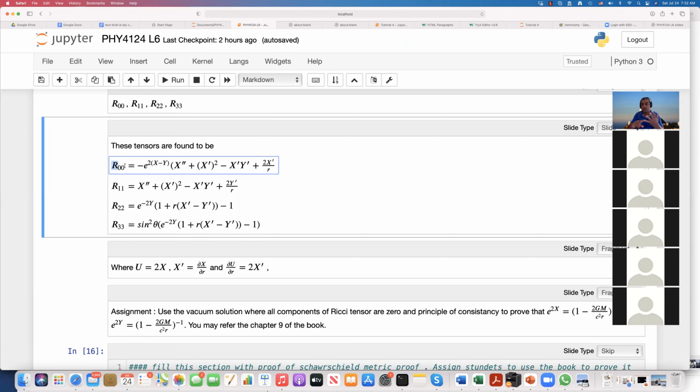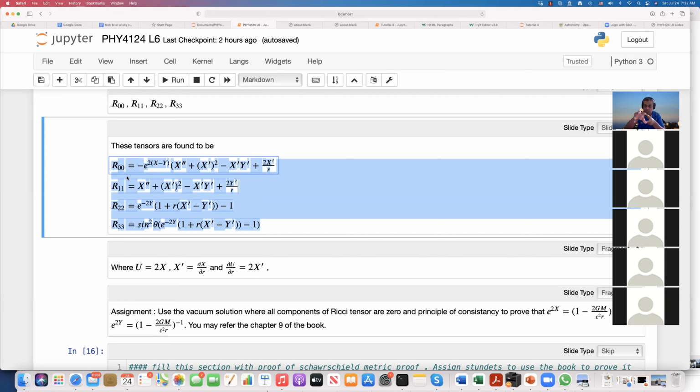So you first write the connection coefficients and calculate them. Once you know the connection coefficients, you can prove that these four components of the Ricci tensor are these values right here. Once you know these components of the Ricci tensor, you can use that result that you are going to derive, that for a vacuum solution, where the energy momentum tensor is equal to 0, all these Ricci tensor components should also be equal to 0.